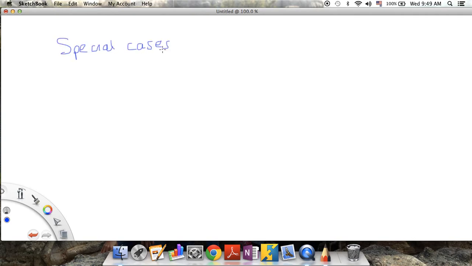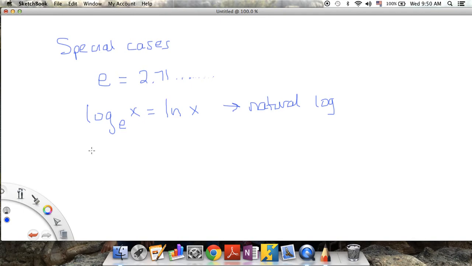If you remember we had this number e, and it's 2.71 something, something, something, on and on and on. It's kind of like pi, it just keeps going. If you have a log base e of some number x, we write that a special way, ln of x. That's called the natural log. The other special case is if you have log base 10. In that case, we just leave the base off. It's understood to be 10, and this is called the common log.